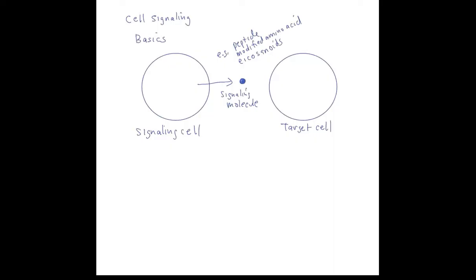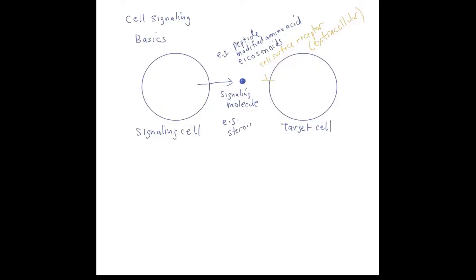So these are all examples of signaling molecules that can bind to a receptor that is on the surface. So we would call this a cell surface receptor. And there are different kinds of cell surface receptors. Because they're binding to the ligand on the outside of the cell, we can refer to these as extracellular receptors.